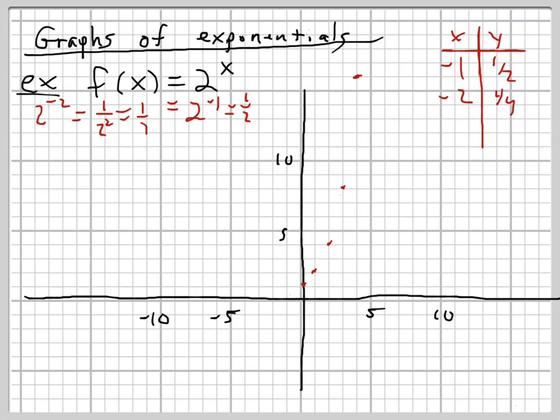Okay, oops, 1 over 4. Sorry, yes, I'm fixing it. 1 over 4. When x is negative 3, I got 2 to the negative third power. This is going to be 1/8. Okay, so let me try to plot these points. When x was 1, I have negative 1, negative 1/4.